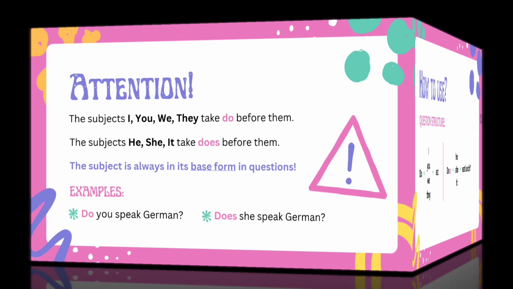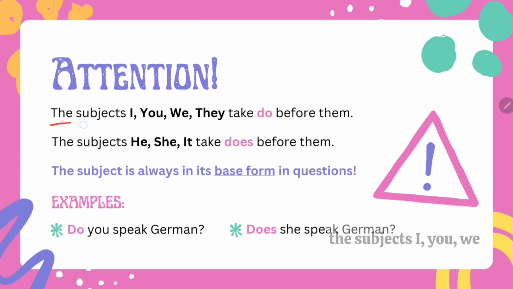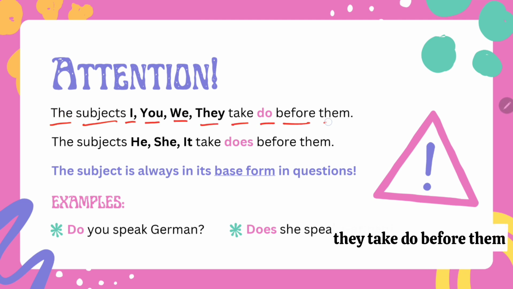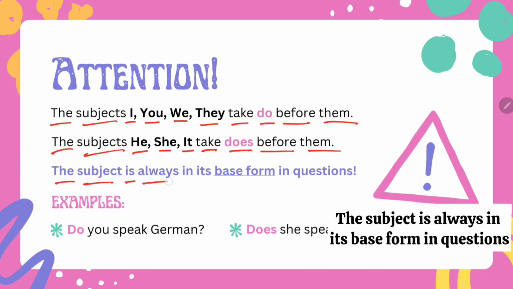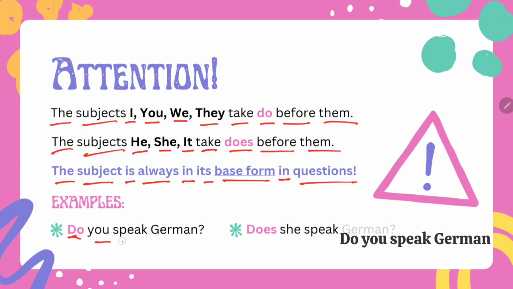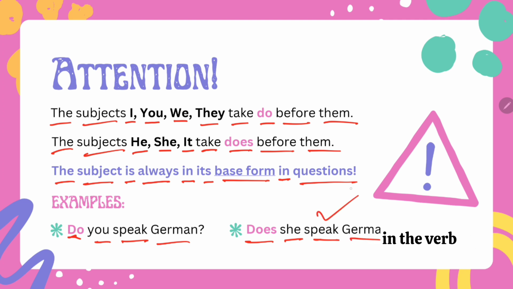Now, the subjects I, you, we, they take do before them. The subjects he, she, it take does before them. The verb is always in its base form in questions. Do you speak German? Does she speak German? There is no change in the verb.